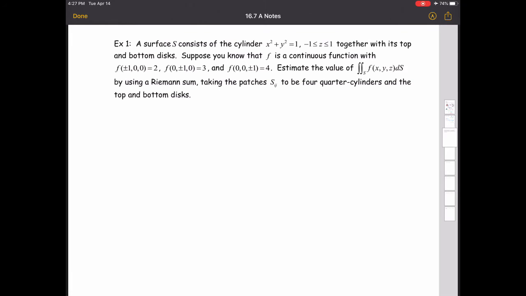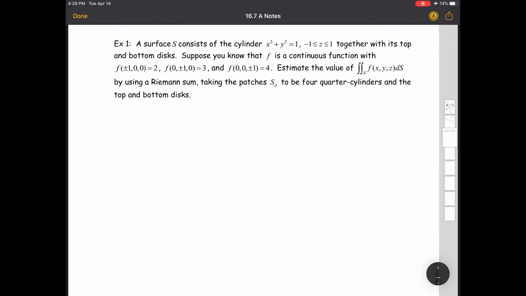Suppose that f is a continuous function with f of plus or minus 1, 0, 0 equaling 2, f of 0, plus or minus 1, 0 equaling 3, and f of 0, 0, plus or minus 1 equaling 4. Estimate the value of the double integral over S of f of x, y, z dS by using a Riemann sum, taking the patches S sub ij to be 4 quarter cylinders and the top and bottom discs. So let's talk about what this problem is actually asking us, or what it actually means.